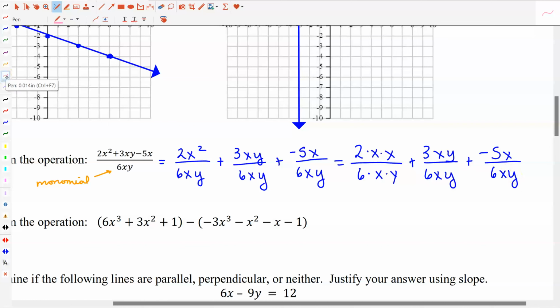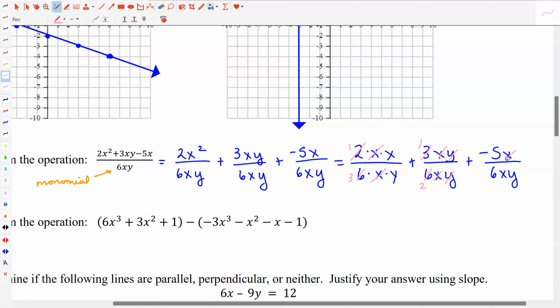So on the first fraction, the 2 and the 6 do simplify. 2 goes into itself once and into 6 3 times. And then I'll also have an x that will cancel. On the second term, the 3 and the 6, 3 goes into itself once and into 6 2 times. The x's will cancel, the y's will cancel.